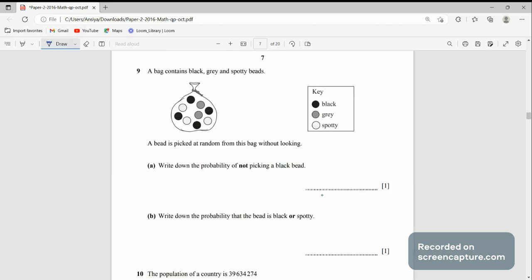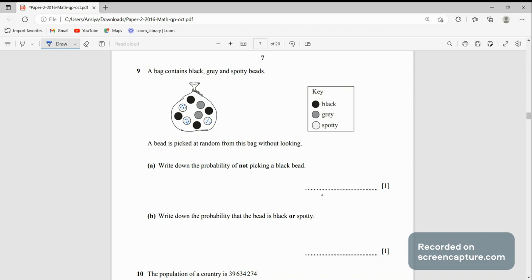Question 9. A bag contains black, gray, and spotty beads. So these are the spotty beads. Okay, they have some spots, and black and gray. A bead is picked at random from this bag without looking. So imagine you are doing it. Without looking, you are supposed to take one. Write down the probability of not picking a black bead.